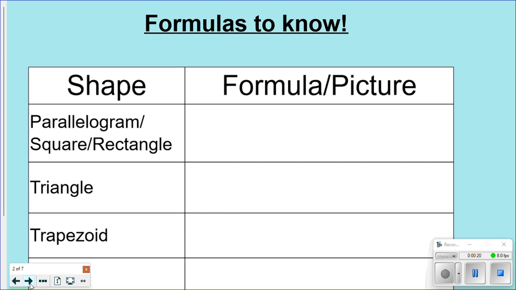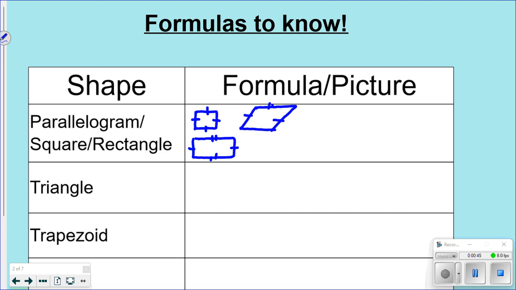So the first thing I'm going to talk about is a parallelogram, a square, and a rectangle. So we all know what a square looks like. A square is 4 equal sides and 4 90-degree angles. A rectangle is a shape that has 90-degree angles and the opposite sides are congruent. A parallelogram is a shape that looks like this.